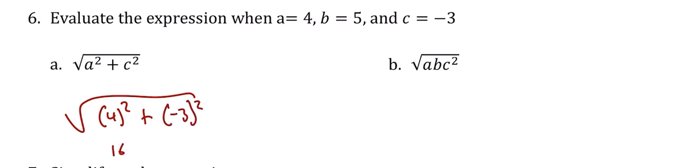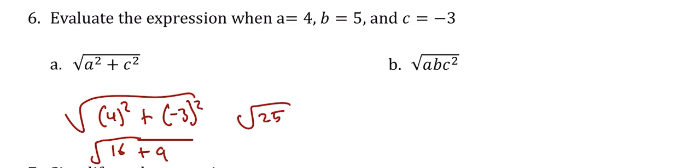4 squared we know is 16. And negative 3 squared, because it's all in parentheses, is going to give us positive 9. And so when we have two terms getting added together in a radical, we want to add those together first before we take the square root. And so we're going to get the square root of 25 adding those together. So our final answer is going to be 5.